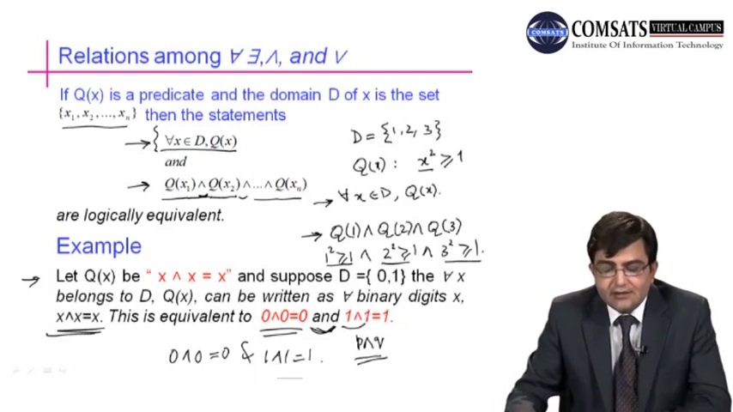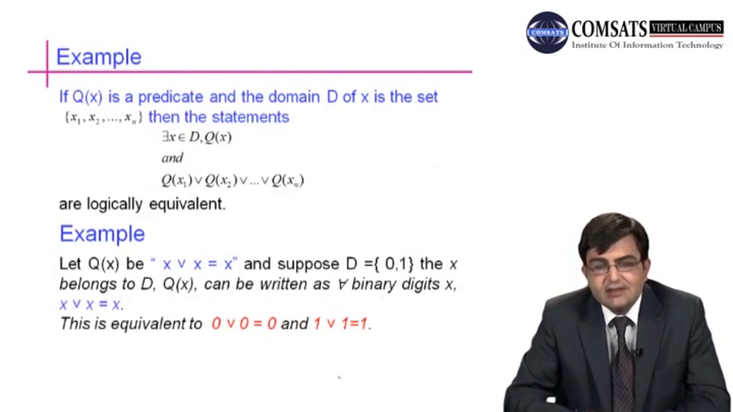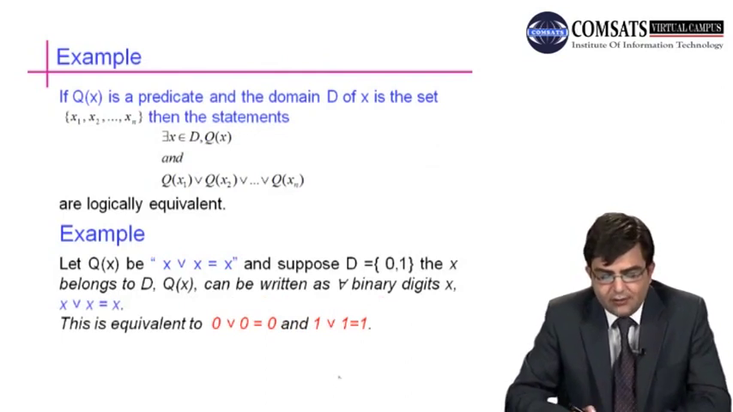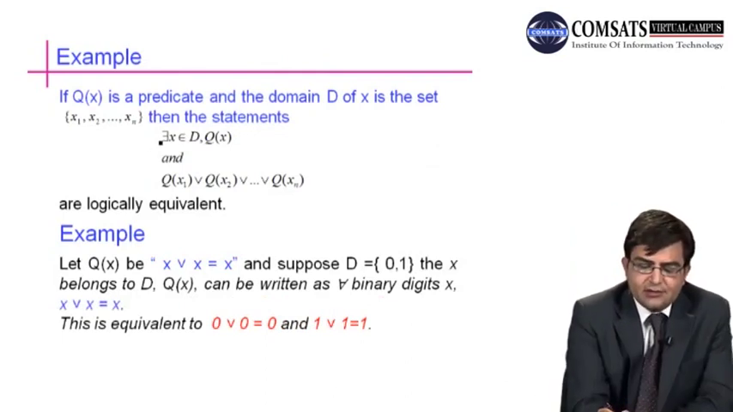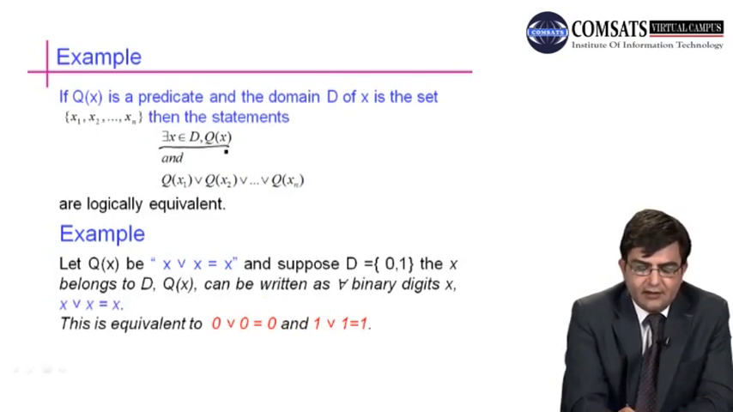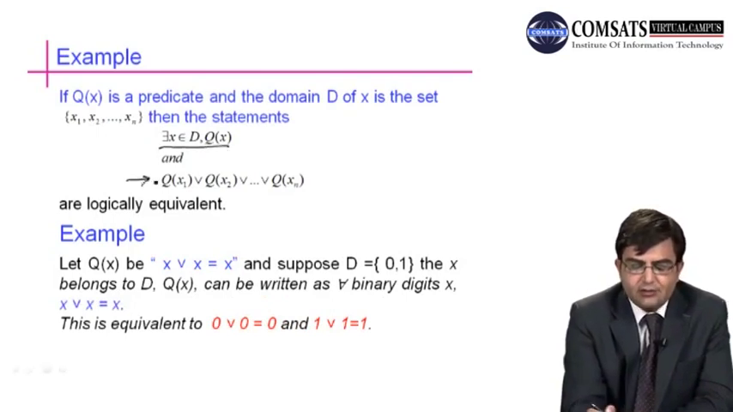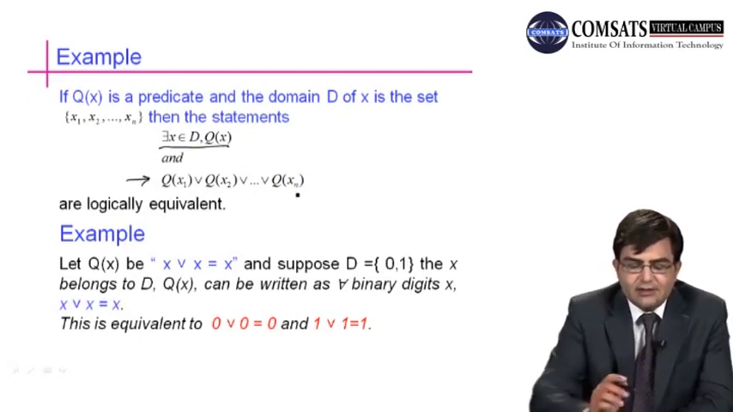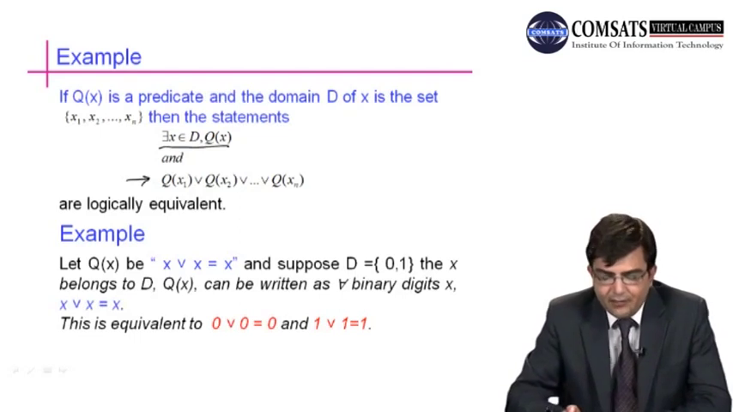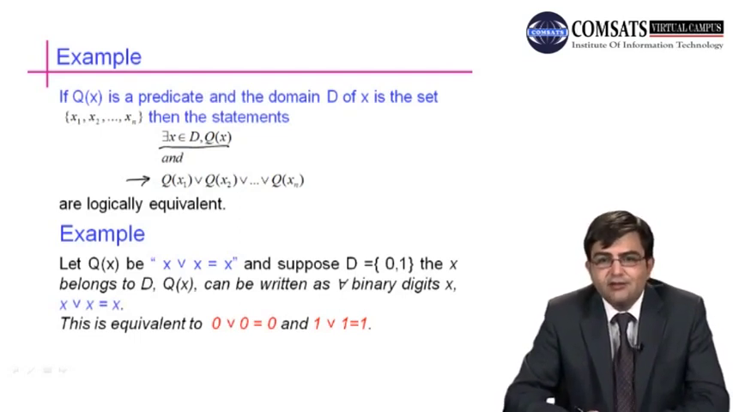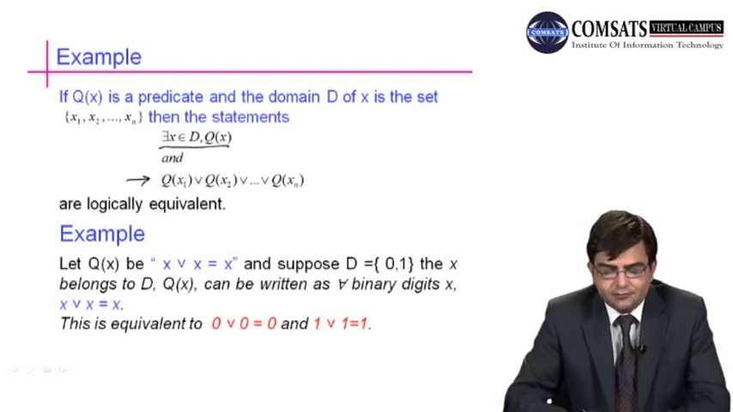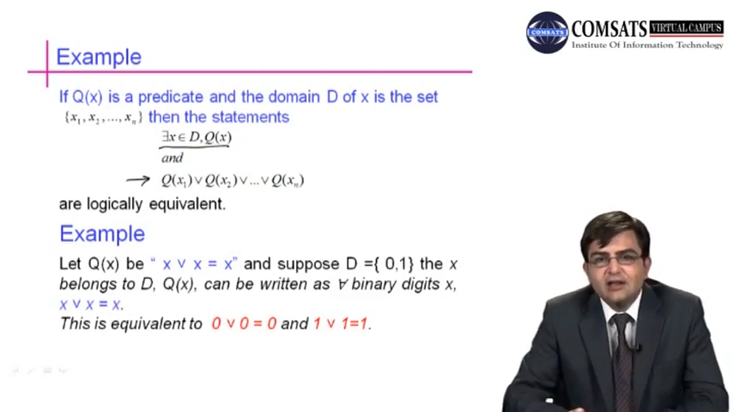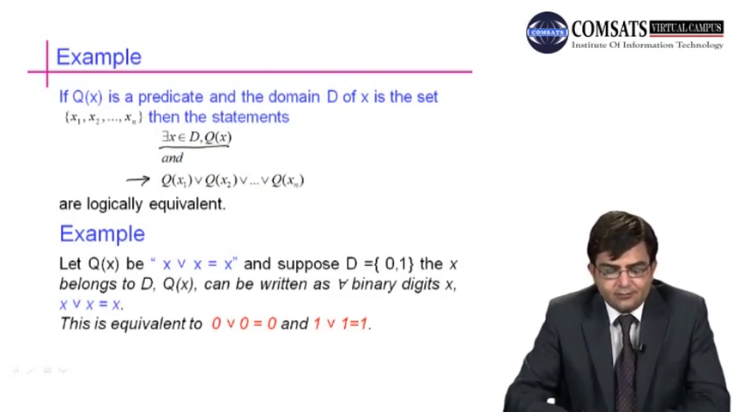Similarly, there's a relation between the existential quantifier and the disjunction operator. The statement there exists x belongs to D, Q of x, and the statement Q of x1 or Q of x2 or so on, Q of xn, are basically logically equivalent because their truth values will be the same. Here again D is the finite set which is the domain of x.